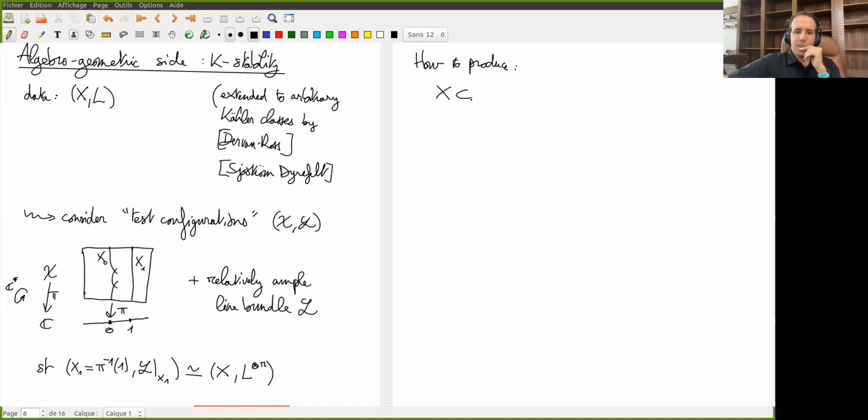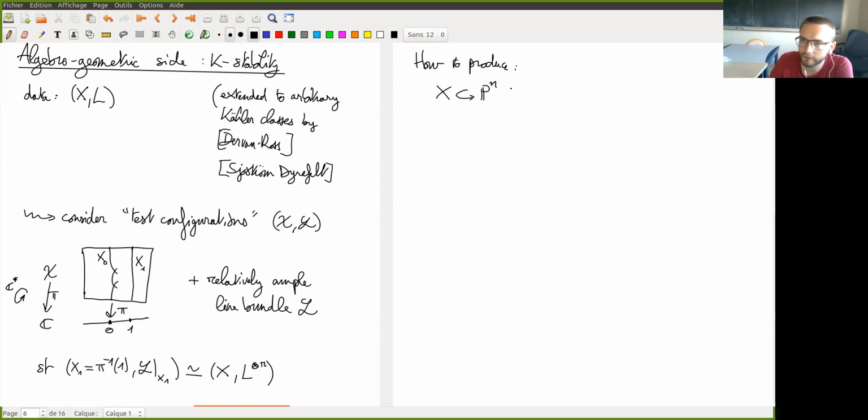So you take X to be embedded in Pn by a Kodaira embedding, for example, and then you choose a C star action on Pn, and then you move around the X inside Pn by this C star action, and so you take this set in Pn, and then you take the closure. But it's algebraic geometry, so actually it's not the closure, but you take the flat limit of this thing.